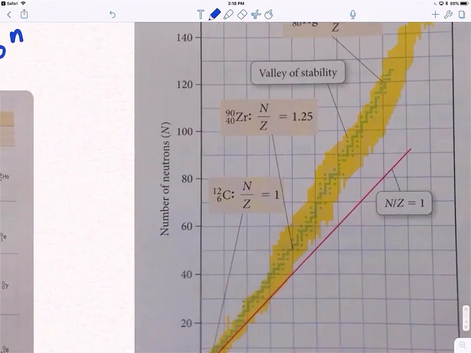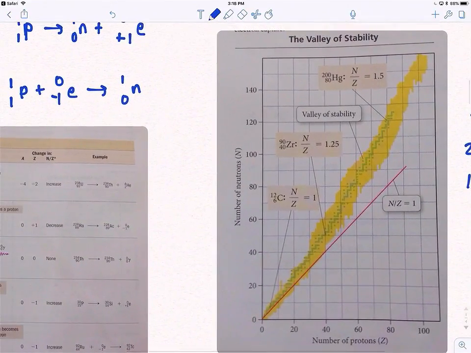And we talked a little about this before, that here we have the number of protons on the x-axis, number of neutrons on the y-axis.